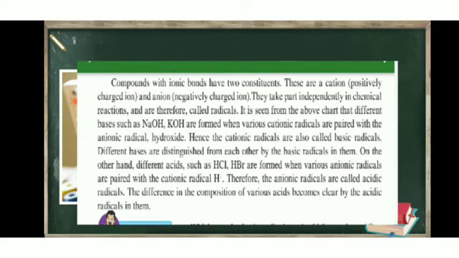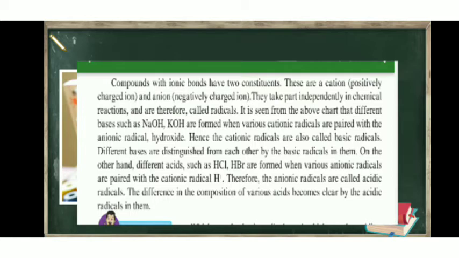So compounds with ionic bonds have two constituents. Which are these constituents? These are a cation, which we have studied before, which is a positively charged ion, and an anion, which is a negatively charged ion. So they take part independently in chemical reactions and are therefore called radicals.